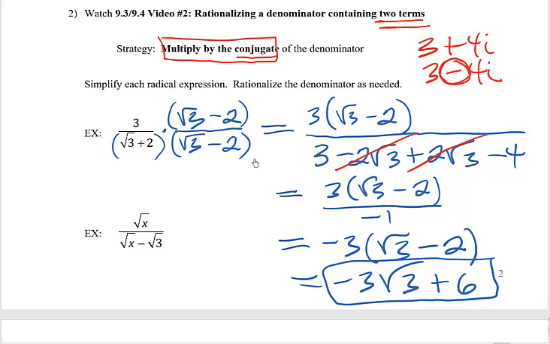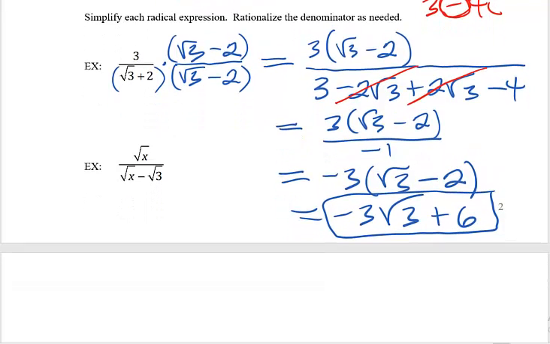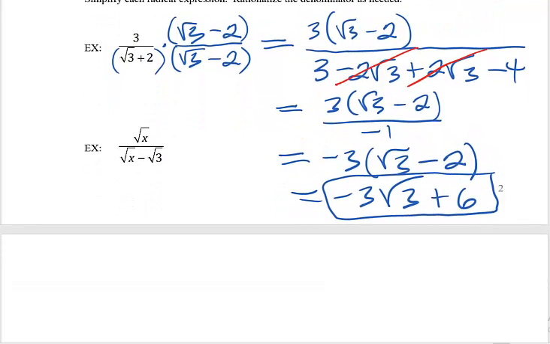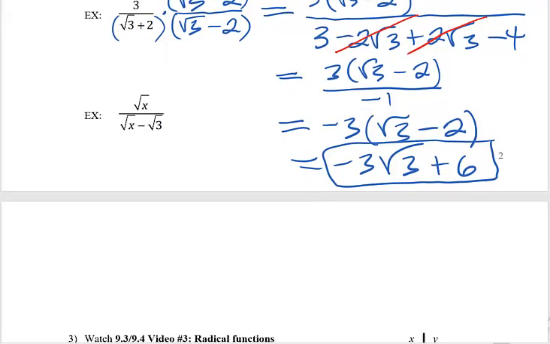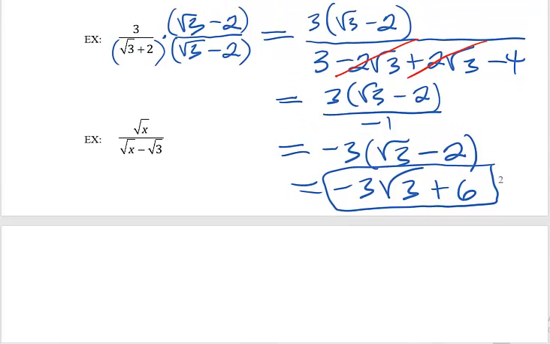So again, when you're doing these problems, you just want to be paying attention. Well, how many terms do I have down at the bottom? If it's only one, then you can use all those tricks from the last video. But if there are two terms, then you've got to use this multiply by the conjugate trick in order to get the answer. Okay, let's look at one other example to demonstrate this.